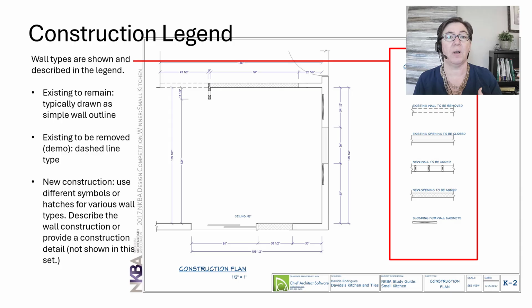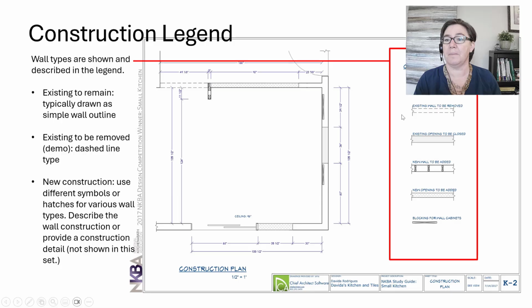The construction plan sheet also has a construction legend, and this typically shows and describes all of the different wall types and those symbols used on the plan.